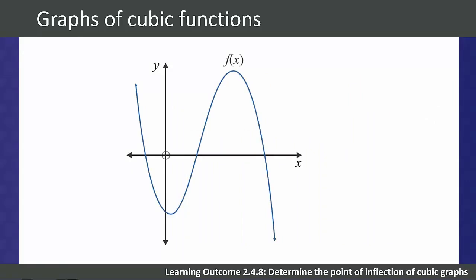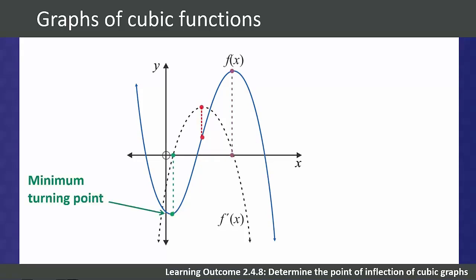The derivative of a cubic function is a quadratic function, and it gives us useful information about the cubic graph. We can plot the derivative as a broken line on the same set of axes to see what the derivative tells us about the cubic function. The points where the derivative is equal to 0 give us the stationary points on the graph. In this case, they are also turning points.